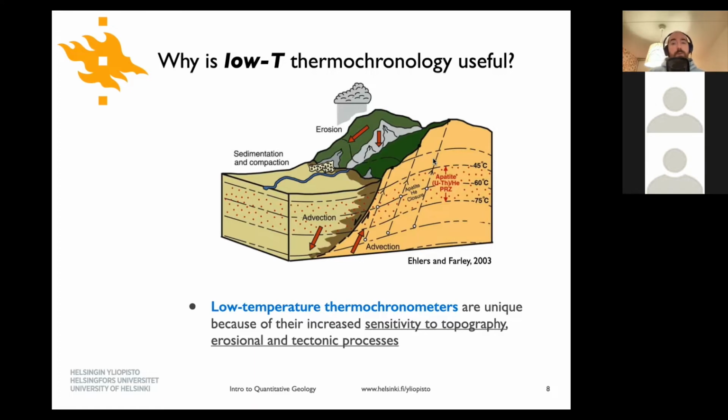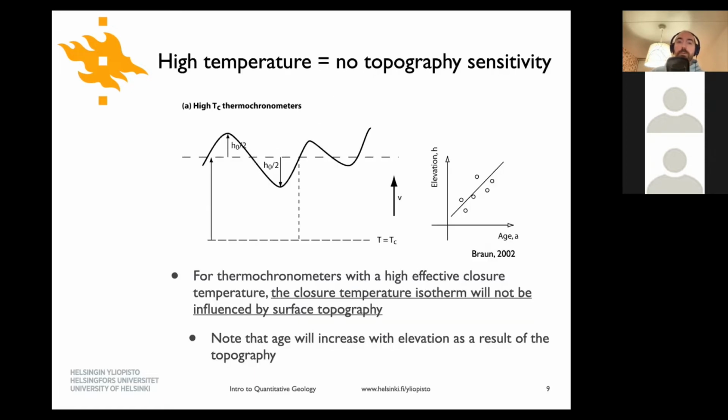So that's what's really useful in this case, is that we can study things like how the Earth's surface topography has changed over time, in addition to rates of erosion and rates of tectonic movement of faults.